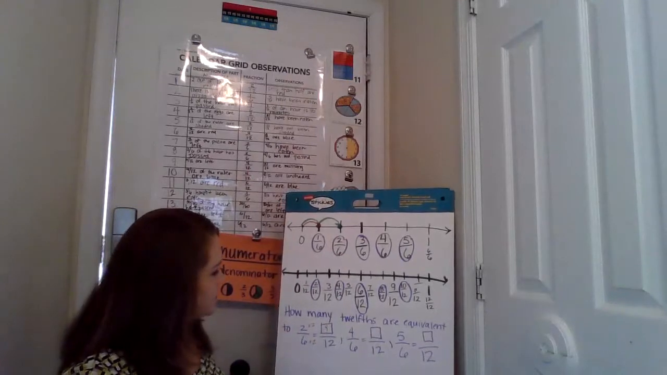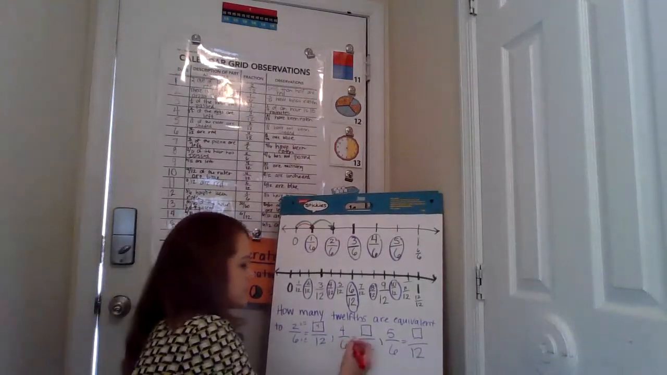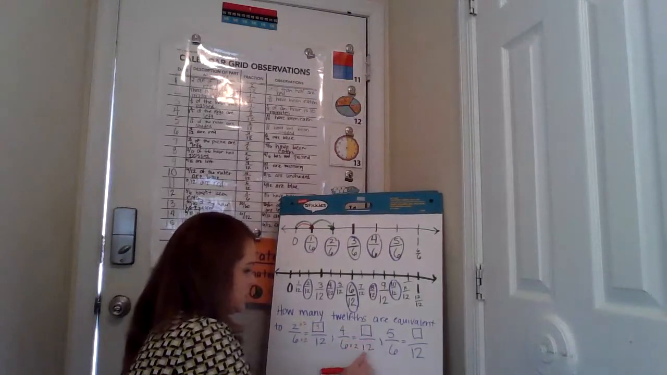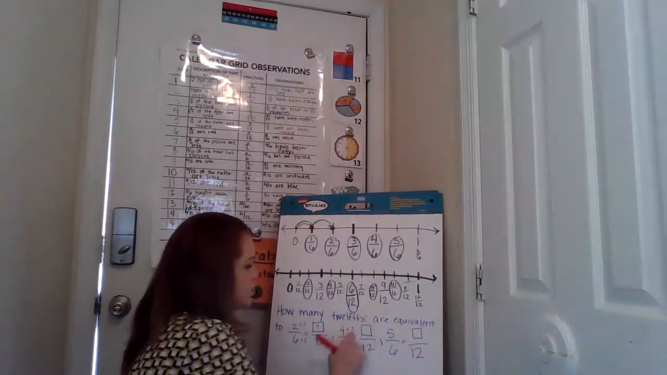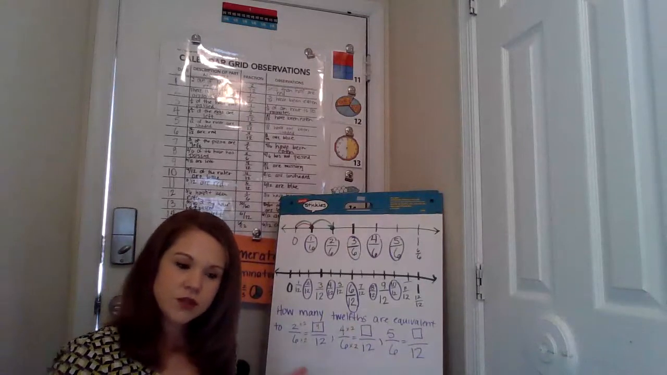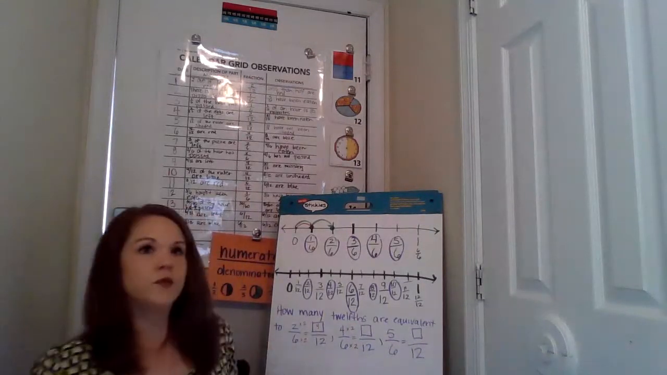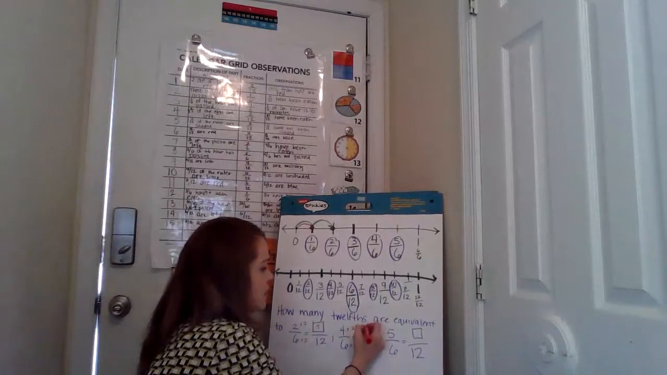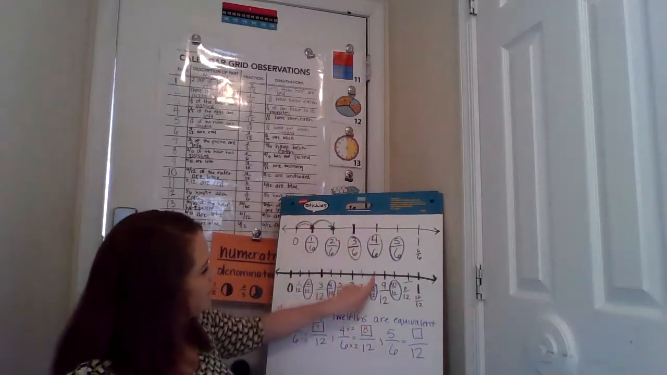Do you see that? All right, let's take a look at 4/6. So we know we times 2 to get 12. 4 times 2 is 4 plus 4, 8. And look, did that line up nicely?